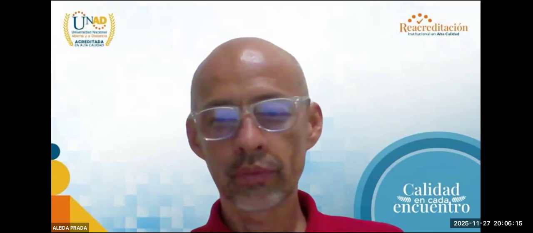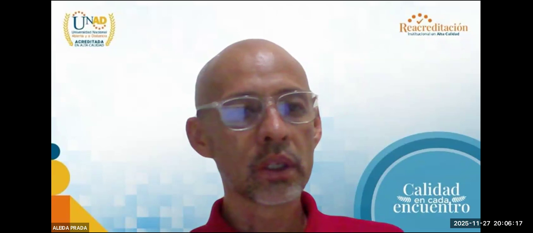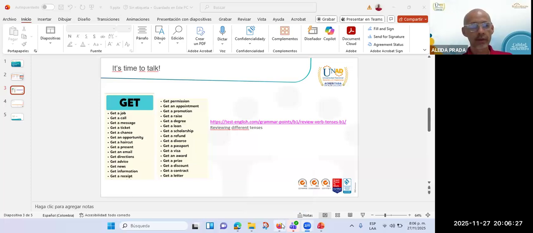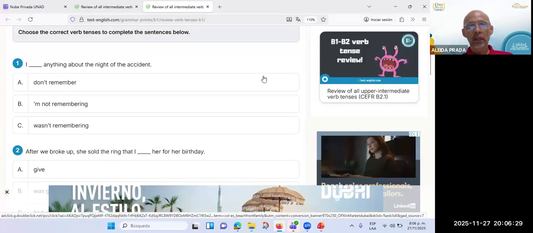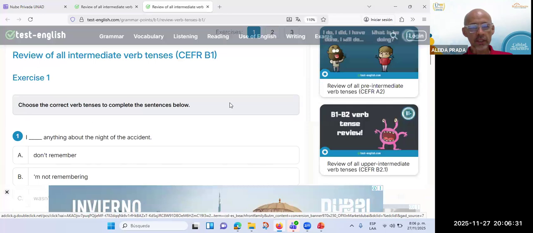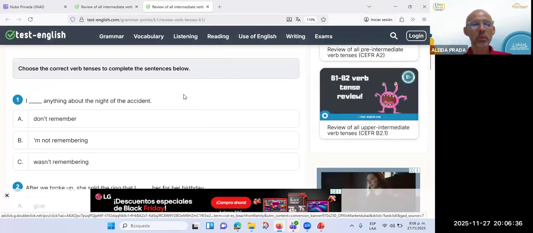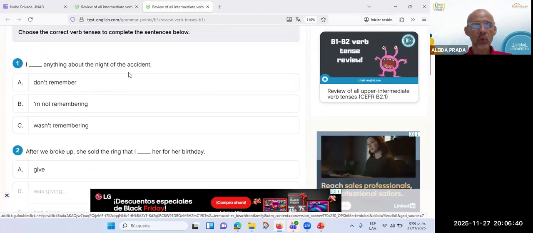Here it is. We have some sentences to complete, and when we complete the sentences, we have three options which belong to different tenses.